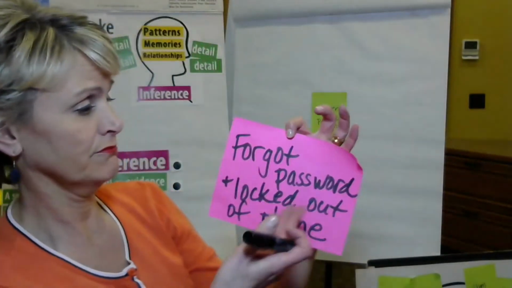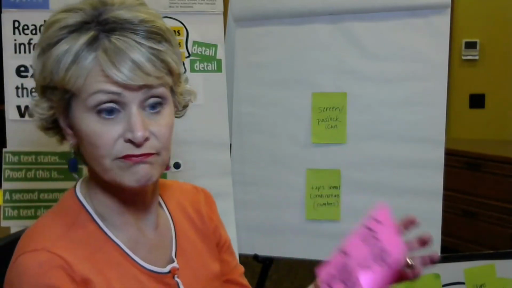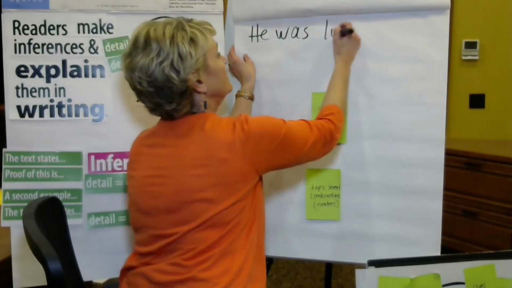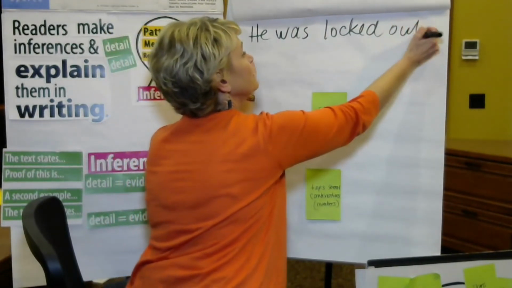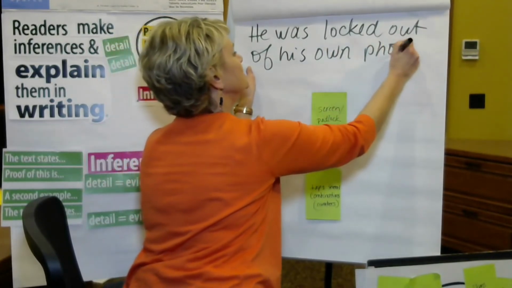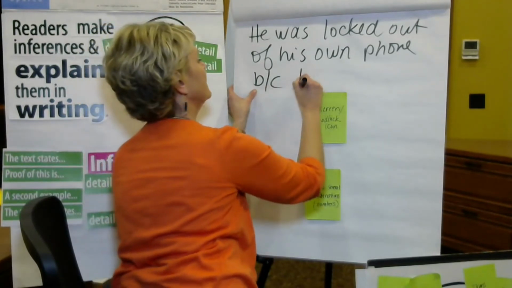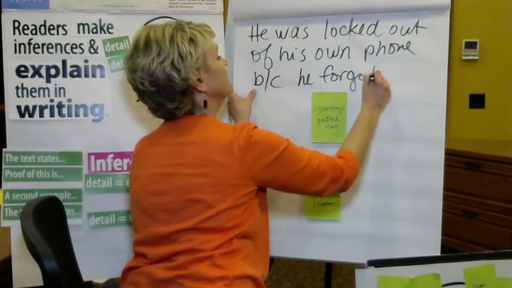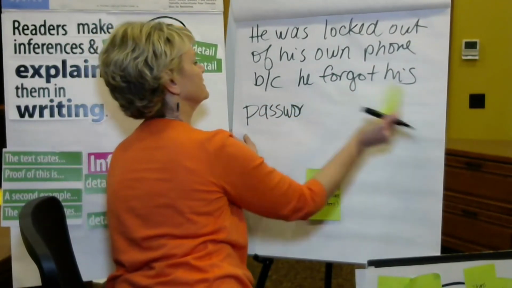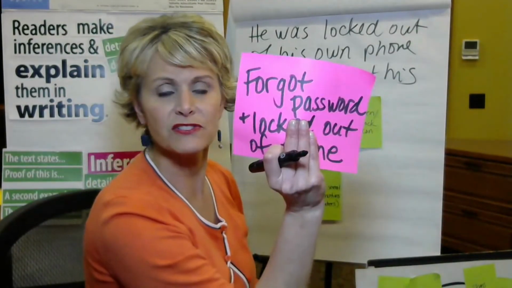Yeah, you might just use most of this, right? What happened? He was locked out of his phone because he forgot his password. Got it. He was locked out of his own phone, poor fella. Because, I'll go abbreviation, all right? We know we don't normally do that. Because he forgot his password. Oh, poor fella. Let's use that over here. Password, period. This is the inference. We led with the inference.